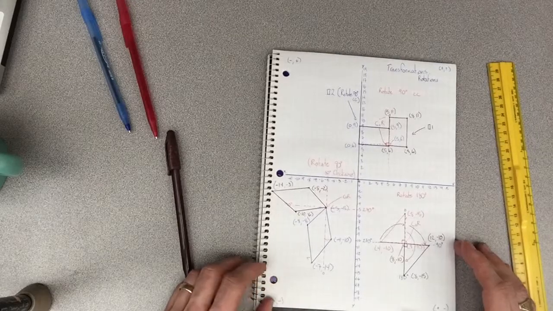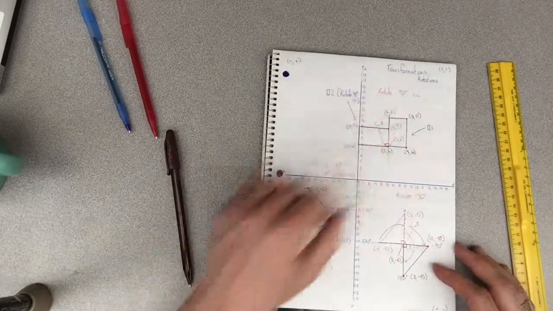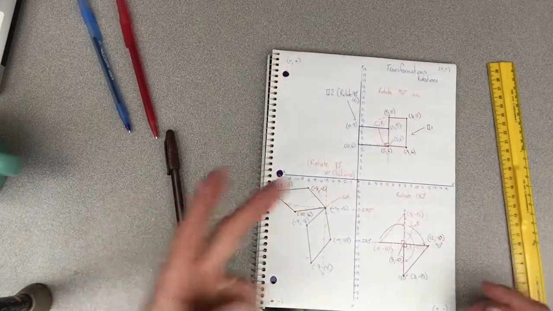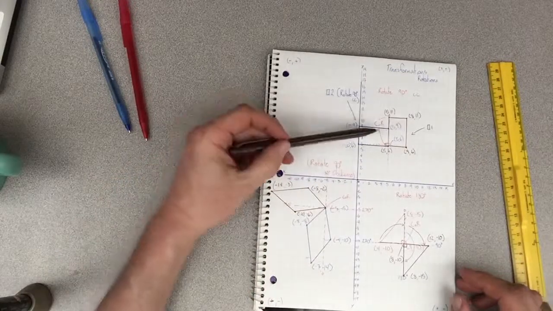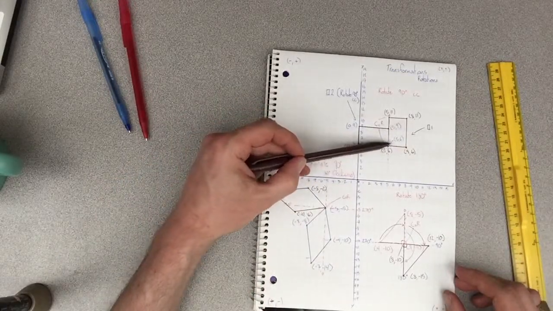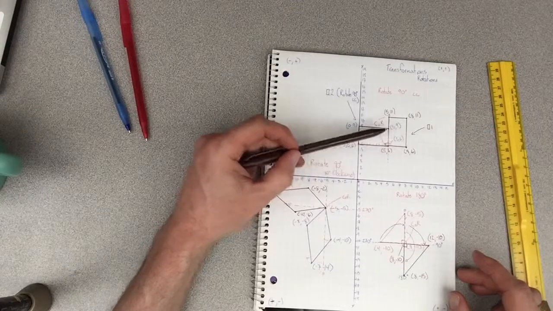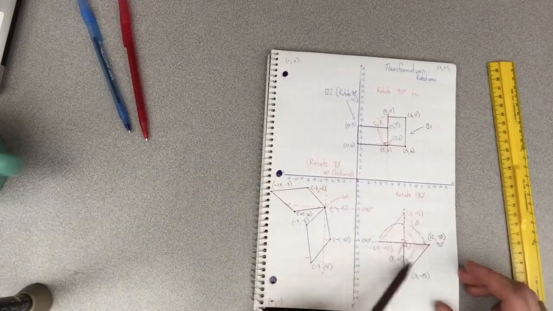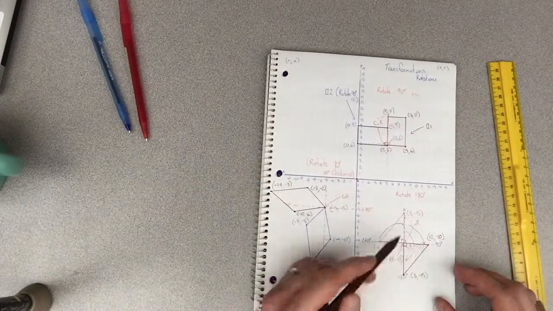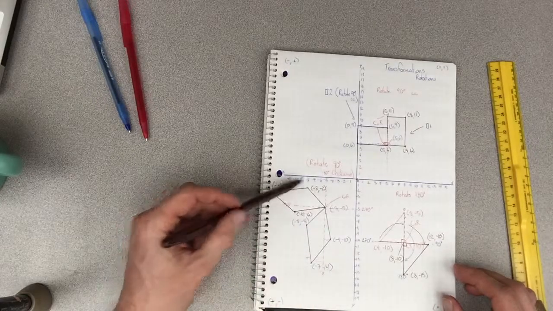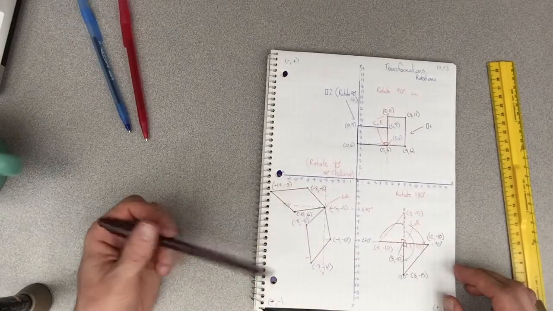And that has been how to do transformations, rotations. So part 2, rotations. We rotated a square shape or a rectangular shape with 90-degree angles. We rotated a right triangle, so a triangle with a right angle, and we rotated an irregular shape as well.